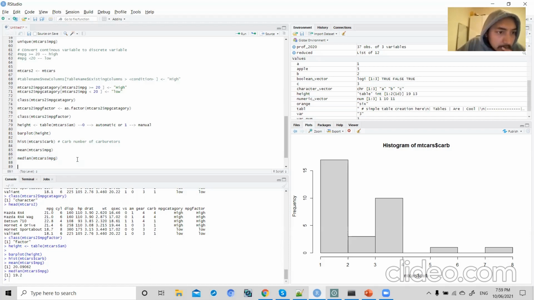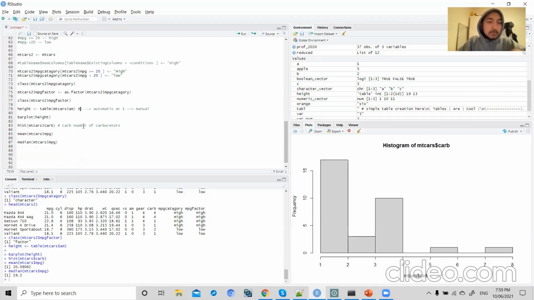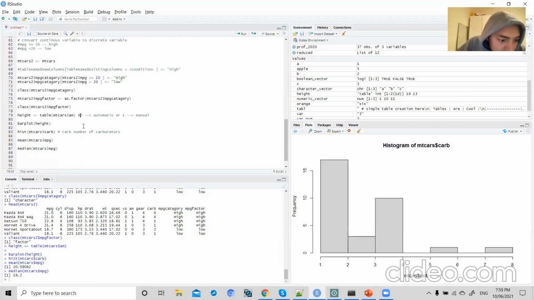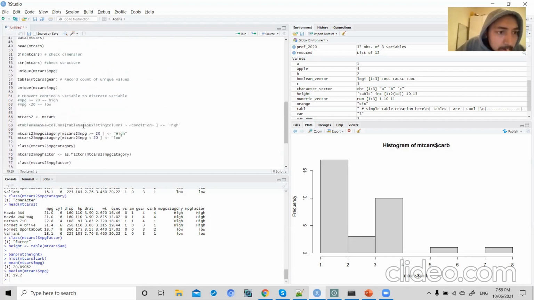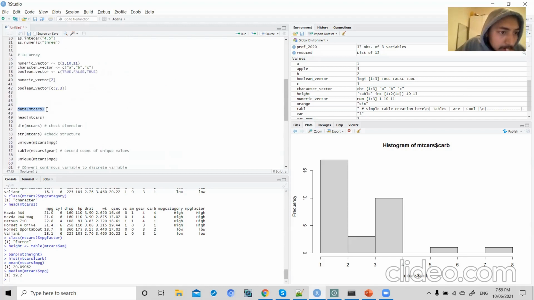I'm getting this error: object mtcars2 not found. I'm duplicating these mtcars. I don't know why. Did you first run data? Yes, that loads the file. I did it, first data, then head. It's working, and when I check the class of mtcars, it's working. But after duplicating, mtcars2 is not working.